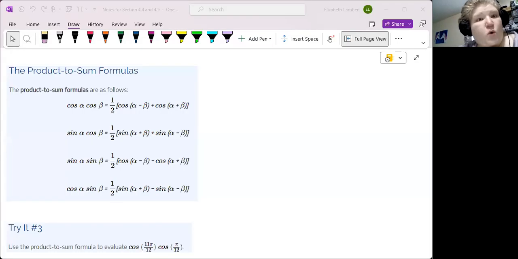All right, so we just have one more problem from 4-4. So, product to sum formulas. They put 4 formulas. This last one is just silly. If you just rearranged the cosine and the sine up here, you would end up with this. I don't know why they put both of them on there, whatever.